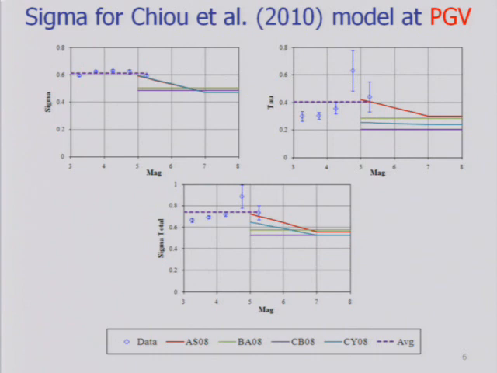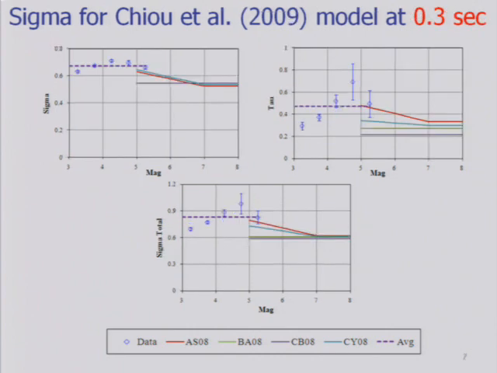These plots show again sigma, tau and sigma total with magnitude at peak ground velocity. We see here that sigma appears to be constant with magnitude, while tau and sigma total seem to increase as magnitude goes up from 3 to 5 and start decreasing again with magnitude larger than 5. Again, on average, we see here that the standard deviation for magnitude between 3 and 5.5 is on the upper end of what's predicted by the NGA West models.